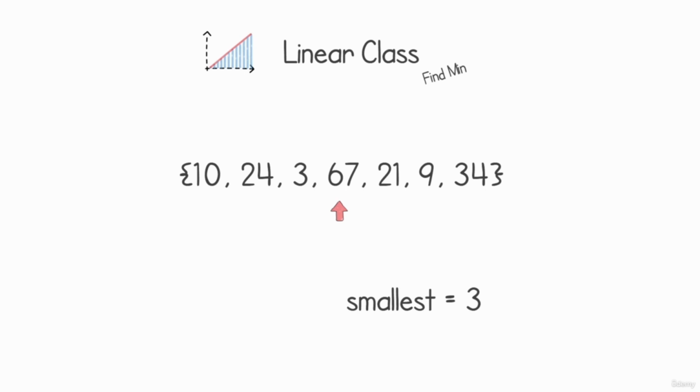Next is 67, larger than 3, 21, larger than 3, 9, larger than 3, so we don't need to update. And the final is 34, also larger than 3, so we don't need to update anything. Once we have processed every single item in our input list, we just return the smallest variable value, which in this example is the value of 3.